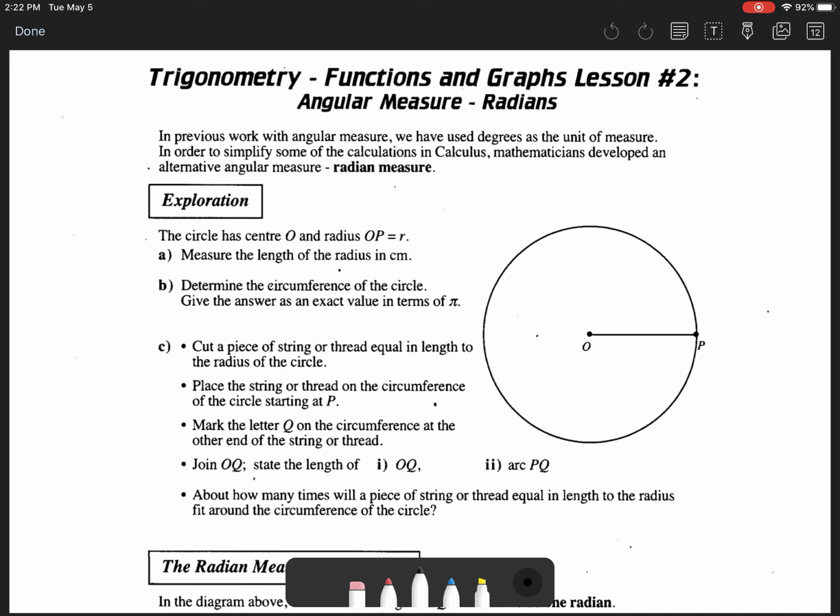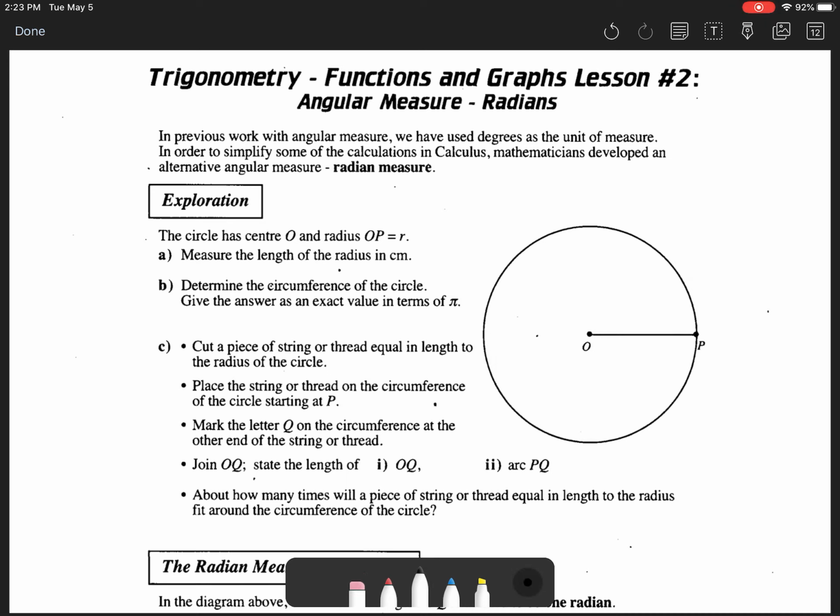Okay, so let's take a look at what radian measure is. And again, with questions, if I have to switch back and forth between the modes, I'll let you know that I'm doing that so that you can also do that at home as you're following through with the lessons. So it says, in previous work with angular measure, we used degrees as the unit of measure. In order to simplify some of the calculations in calculus, mathematicians developed an alternative angular measure, which is called radian measure.